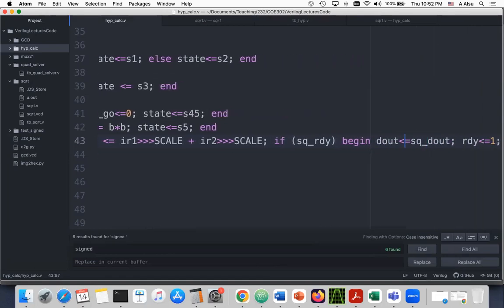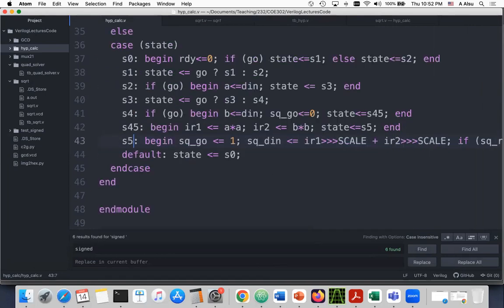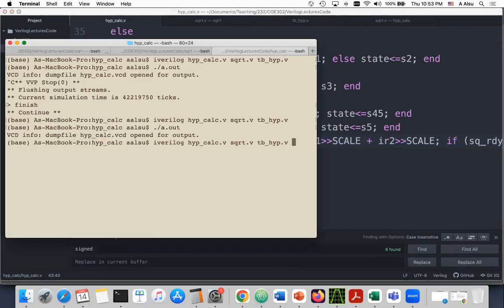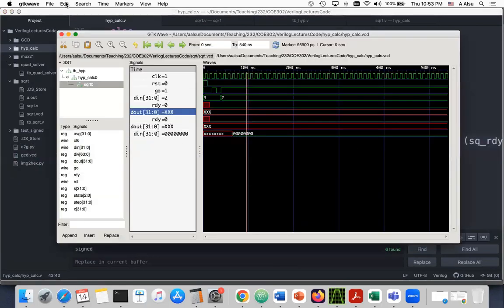The out is the square root output. IR1 scale, IR2 scale. Let me use just shift logical for now, just to rule out the problem. No, it's not because of that. Let me pause the video and then get back to you once I find the issue.